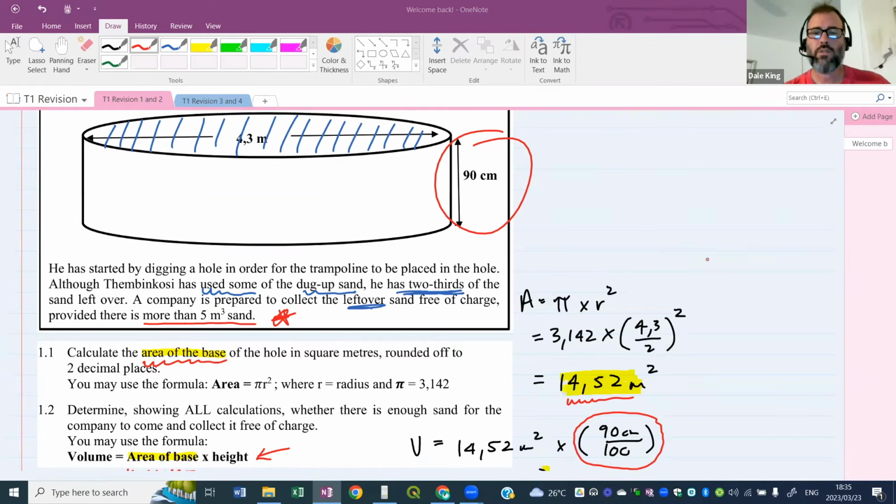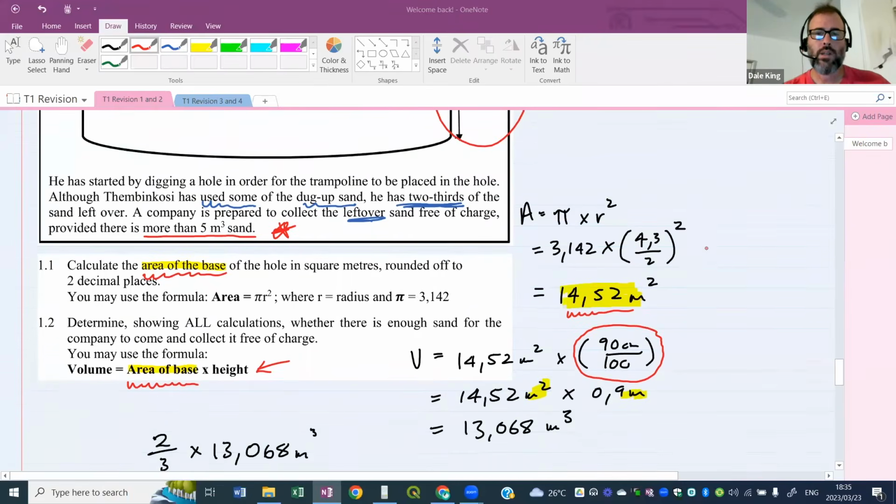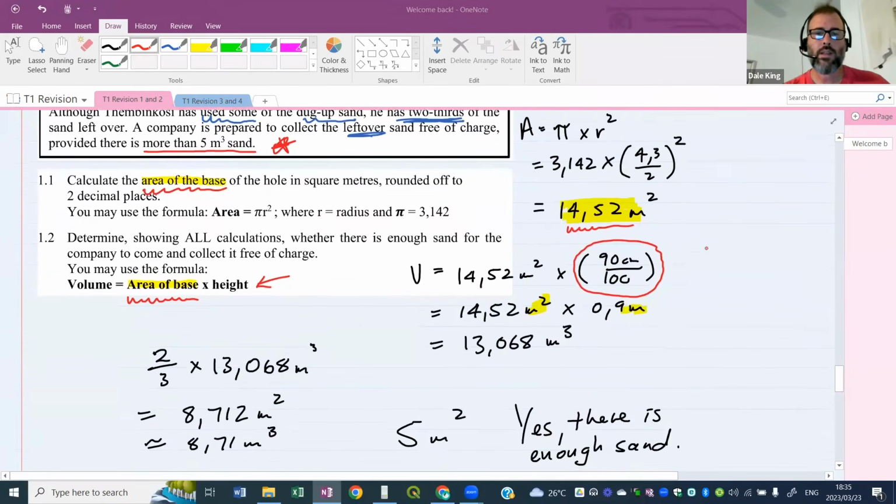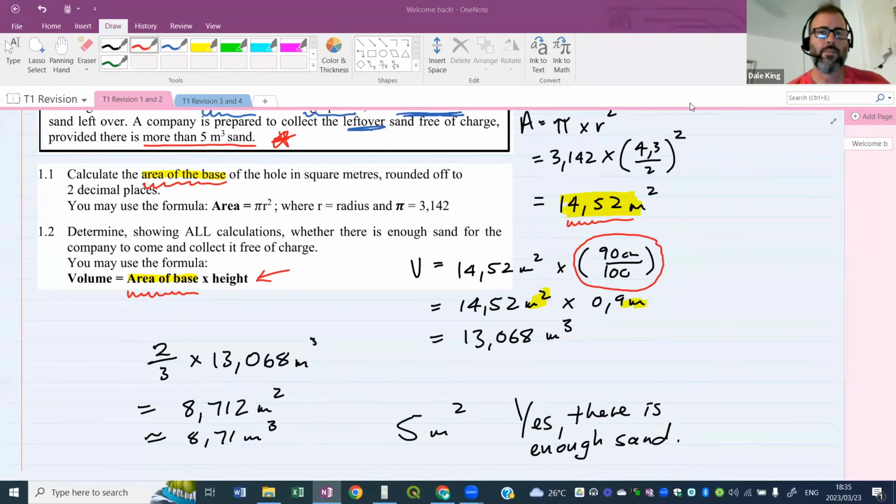And then I'll do a run through of exactly what we did again. Okay. All right. So there's the top part of the work, and here are the calculations that we did at the bottom. Okay. Let me go through this one more time. So 1.2 says, let's read it. Determine, showing all calculations, whether there is enough sand for the company to come and collect.